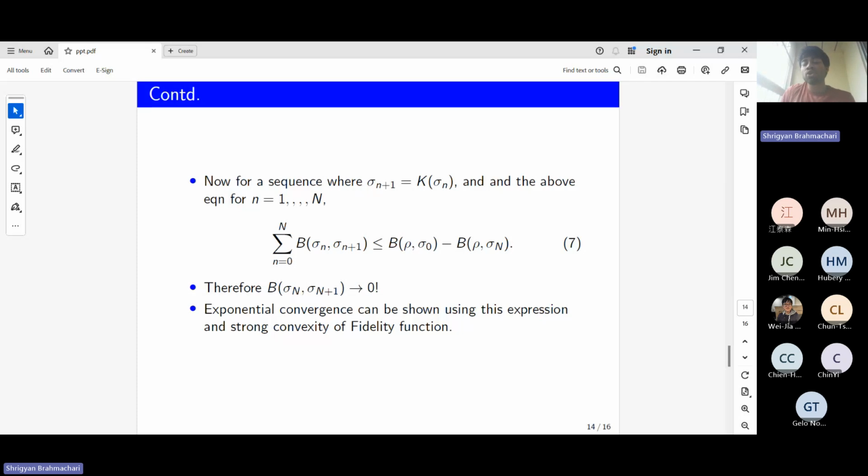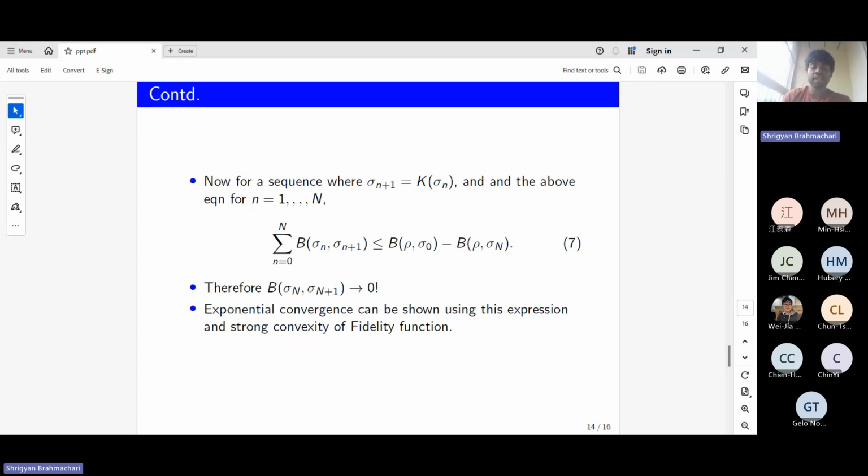By the way, you can be sure that this quantity is positive. I'm not discussing it here. It's not relevant for the slides, but the right-hand side will always be positive. Anyway, you can show that this summation of Bures distance in sigma n plus 1, summed over all n, will converge to some positive quantity. And from there, you can argue that as n tends to infinity, the Bures distance between sigma n and sigma n plus 1 goes to 0.